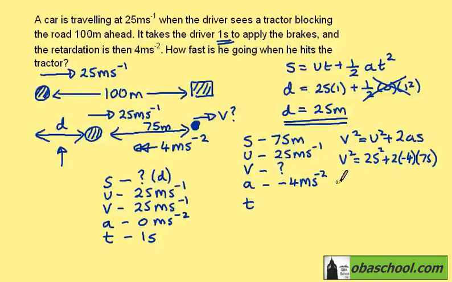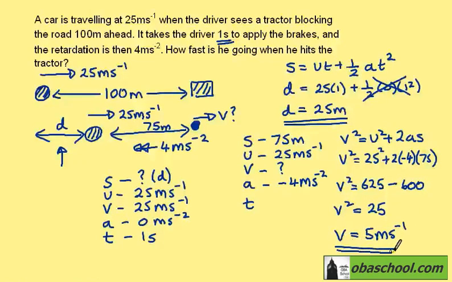So v squared is equal to 25 squared, which is 625, take away 600. So v squared is equal to 25, giving us that v is 5 meters per second. So the velocity just prior to hitting the tractor is 5 meters per second.